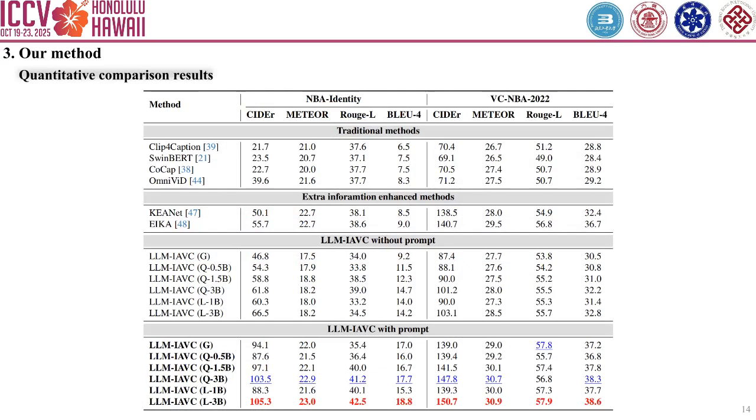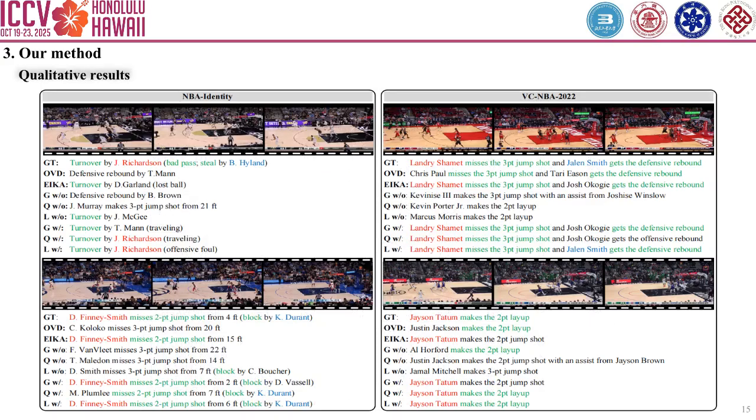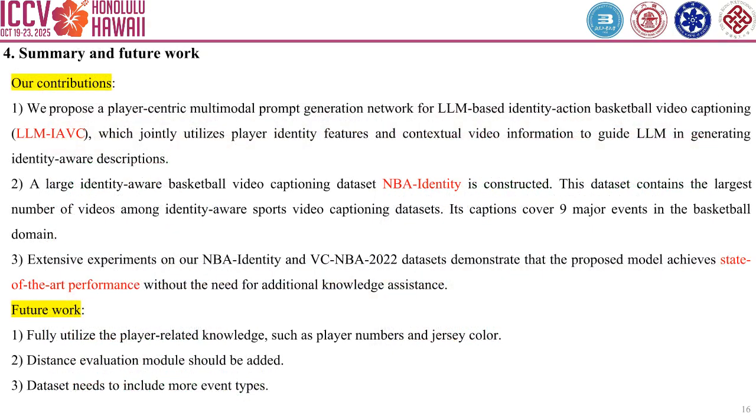Our LLMI-AVC achieved state-of-the-art performance on both our newly proposed dataset and the previously constructed VC-NBA 2022 dataset. This is our qualitative analysis result. It can be seen that the model not only generates more accurate player identity information, but also recognizes action types more precisely. Our contributions are as follows.